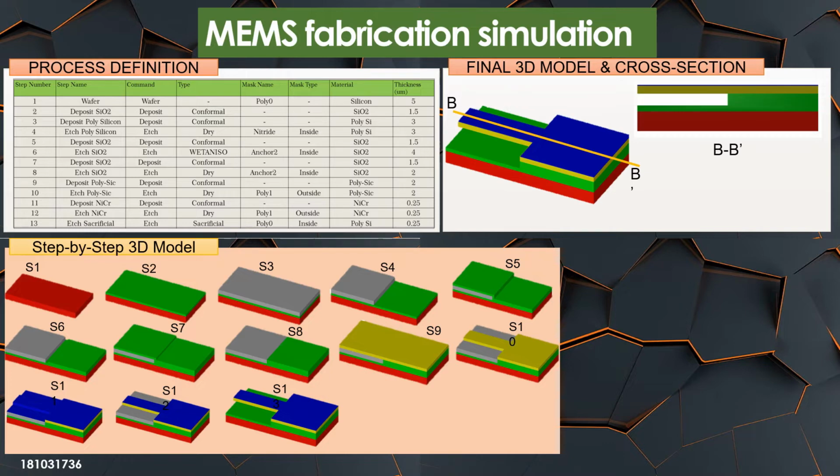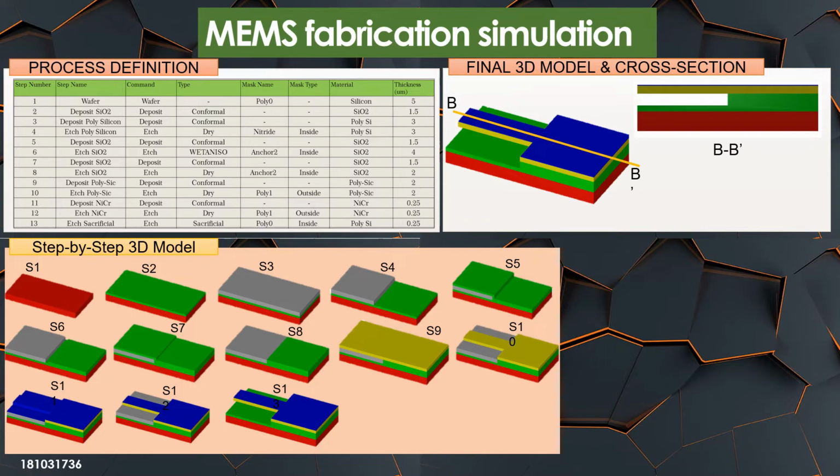Based on our design, there are 13 steps for the process definition. For step 1, this is the silicon substrate material. Next, we deposit silicon dioxide material on the silicon substrate. And then we deposit polysilicon material. Then we etch half of the polysilicon material.